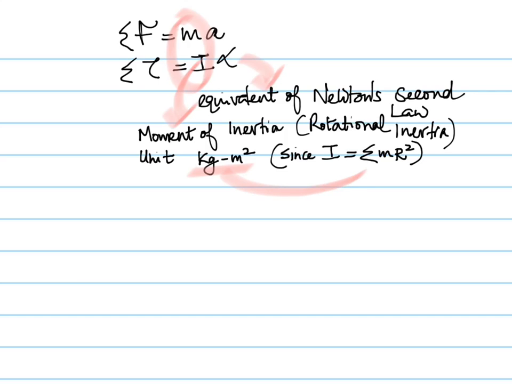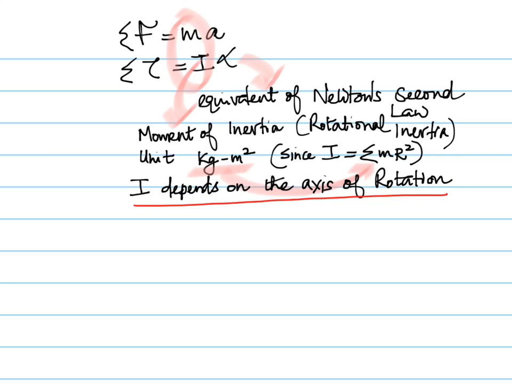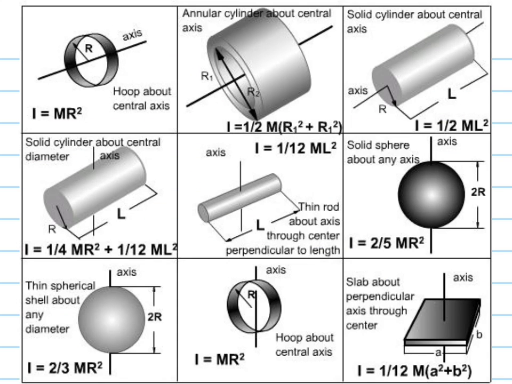Unit is kilogram meter squared. And I think I told you I depends on three things: total mass, distribution of the mass, and position and inclination of the axis. I don't have all of it here. I just said it depends on the axis, but I did tell you the whole story. All right. Do we have to cram this? No, you don't have to. But certainly you have to have an idea.